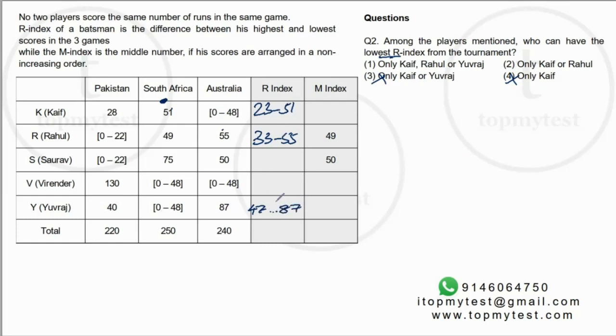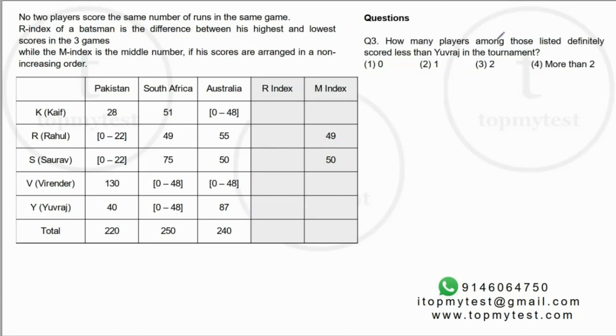Right, this also overlaps with these two. So it is possible that Yuvraj can have the lowest R index. It is possible that Kaif can have the lowest R index. It is possible that Rahul can have the lowest R index. When will Yuvraj have the lowest R index? Suppose Yuvraj scores 48 here, and Kaif scores 0 here, Rahul scores 0 here. So Kaif's index will be 51, Rahul's index will be 55, Yuvraj will have only 47. So Yuvraj also can have the lowest among these three. So option 1 will be our correct choice.